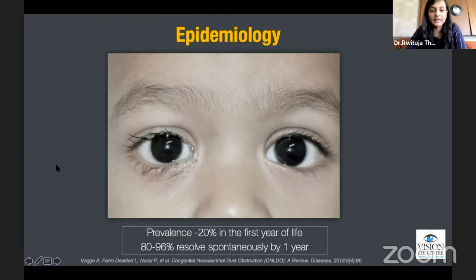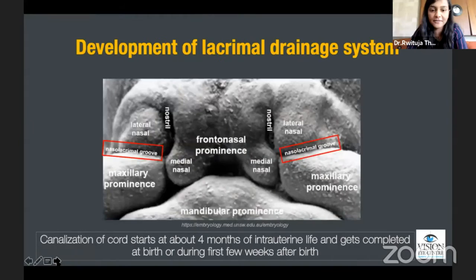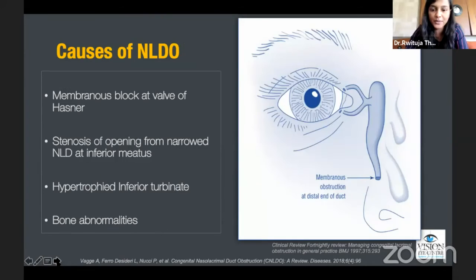So 20% of them present with watering in the first year of life, and 80 to 96% of them resolve spontaneously by the first year. Just in brief, the nasolacrimal groove is formed after 6 weeks, and the floor of the nasolacrimal groove gets an ectodermal cord, which starts canalizing at about 4 months of life. And this gets completed at birth or within the first few weeks after birth.